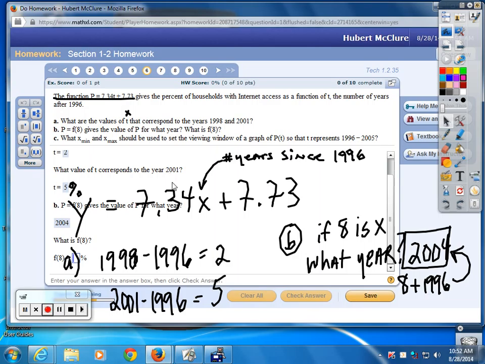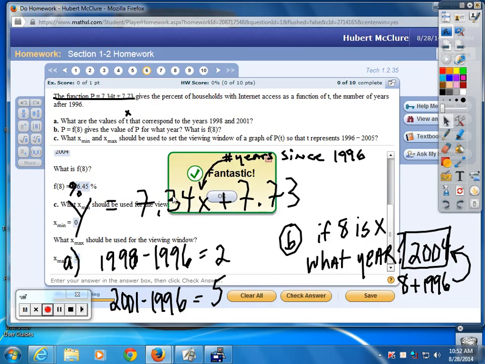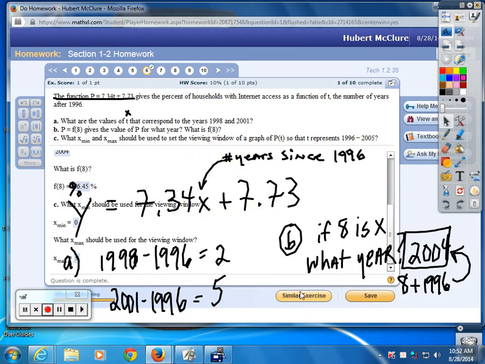What's 8 times 7.34, plus 7.73? Somebody do that for me. 66.45. All right, 66.45. Got that right. And then X min 0. Got that right. And I don't know what the X max would be, but I would say probably 9 or 10. And that's what they got. So that's the answers.